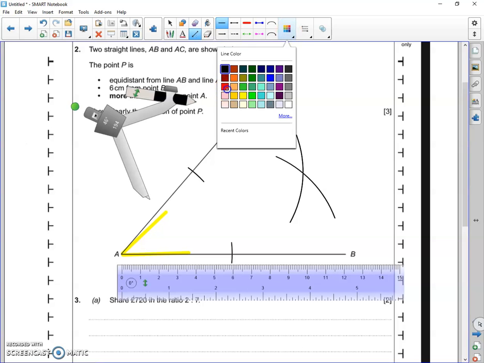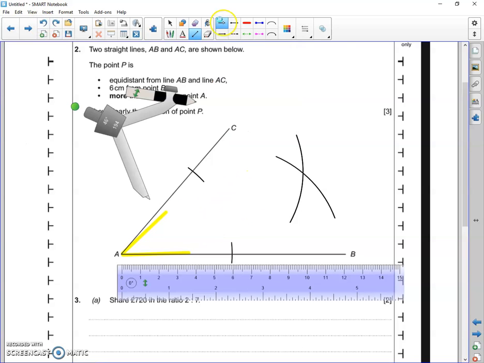We're told that point P is somewhere on this line, equidistant. I know it's gone wrong. So equidistant, so it's on the line, not closer to one or the other. P is on that line somewhere.